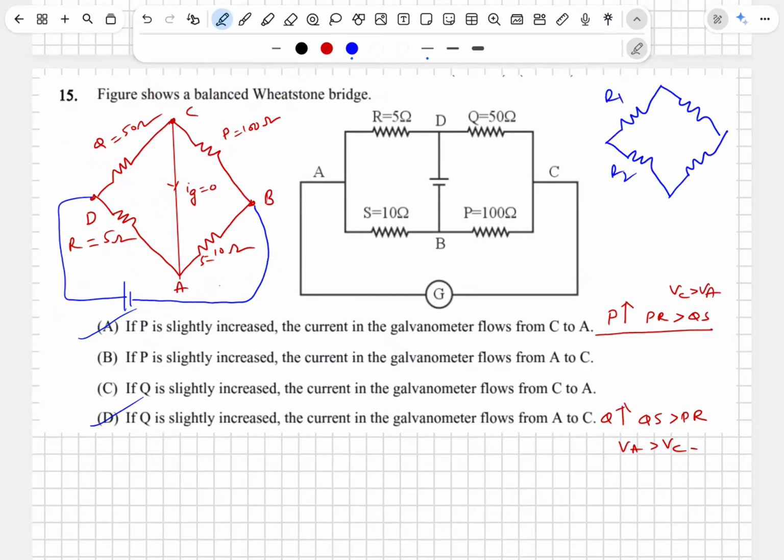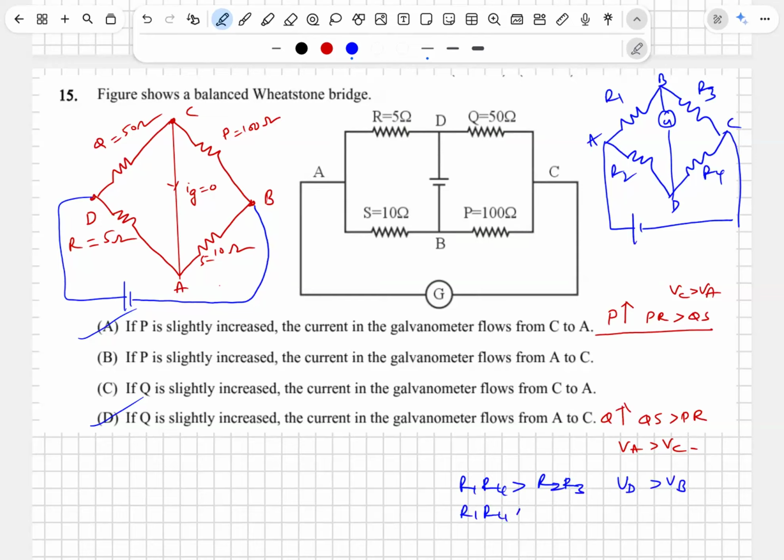R1, R2, R3, R4. This is battery, and this is galvanometer. A, B, C, D. If R1 R4 is greater than R2 R3, then VD is greater than VB, current goes up. If R1 R4 is less than R2 R3, VD is less than VB. That is the concept that I have used in this question. Any doubt? Any doubt?